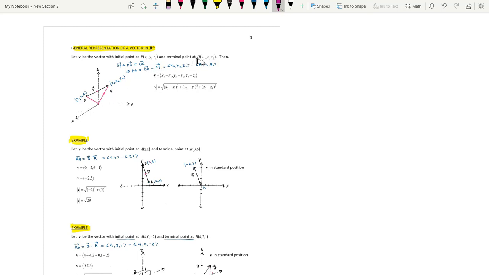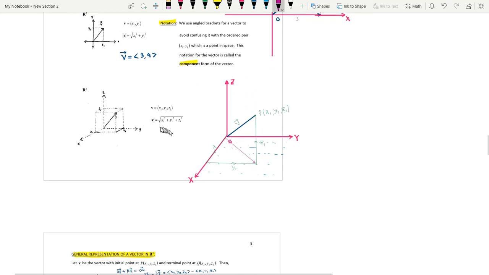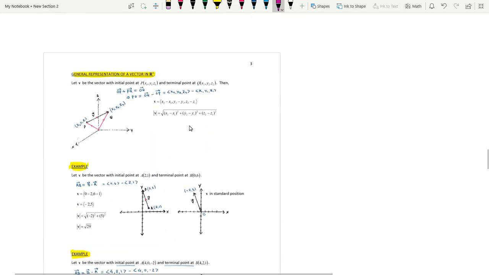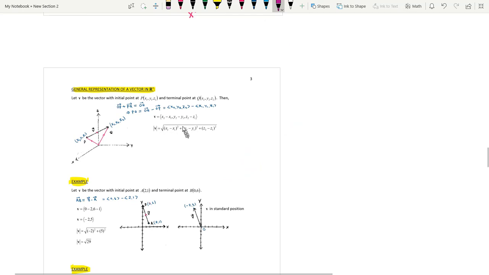And OQ is the same as Q, so it is (x2, y2, z2). And OP is this one. Now if you subtract them, you subtract component-wise. That means the first component x2 minus x1, the second component y2 minus y1, and the third component z2 minus z1. If you want to find the magnitude of this vector, apply the same formula here. It becomes the square root of the first component squared plus the second component squared plus the third component squared.